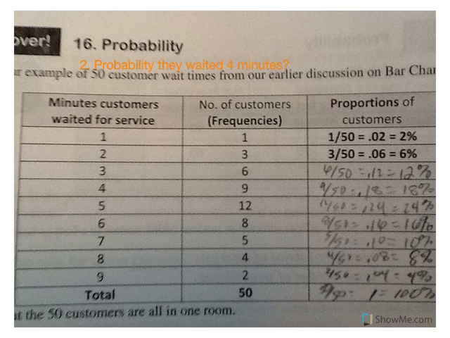And number 2, if you select a customer at random, what is the probability they waited 4 minutes? Well, here's 4 minutes. And I would say probability 0.18. Generally, we talk about probability as a decimal. You could use a percent.